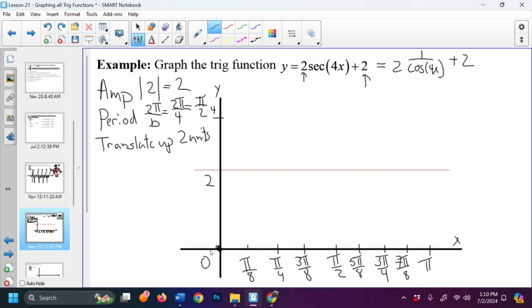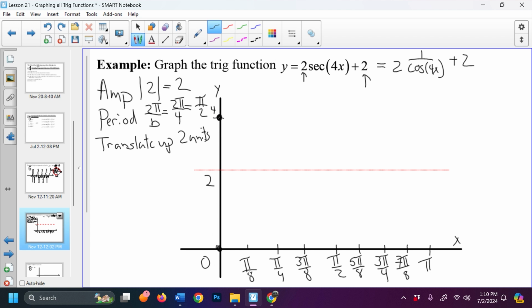All right, we start at 0. When I plug in 0, 0 times 4 is 0. The cosine of 0 is 1. 1 over 1 is 1. 1 times 2 is 2. Plus 2 is 4. So at 0, I have 4.